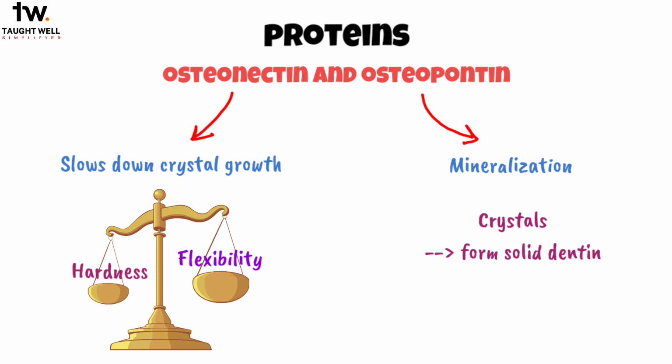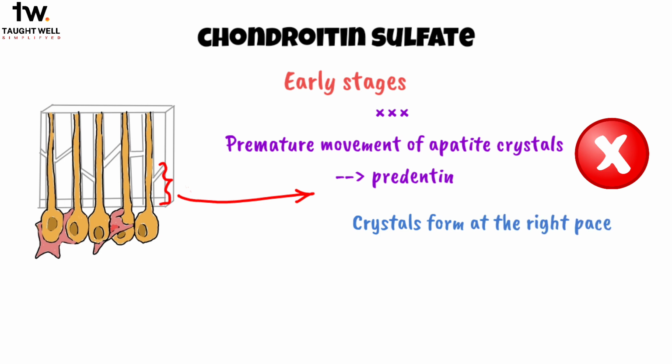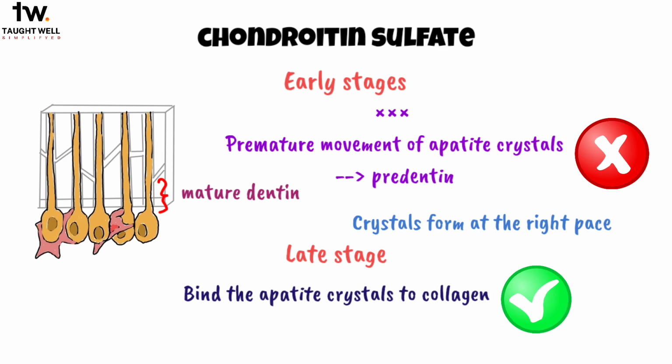Now, here's an interesting twist involving chondroitin sulfate. In the early stages, chondroitin sulfate prevents the premature movement of apatite crystals in a soft, precursor layer called prodentin. This delay ensures that the crystals form at the right pace. However, once the dentin matures and mineralizes, chondroitin sulfate switches roles. It now helps bind the apatite crystals to collagen, the protein framework of dentin. This dual role ensures that dentin develops correctly, with the right amount of mineralization at each stage.